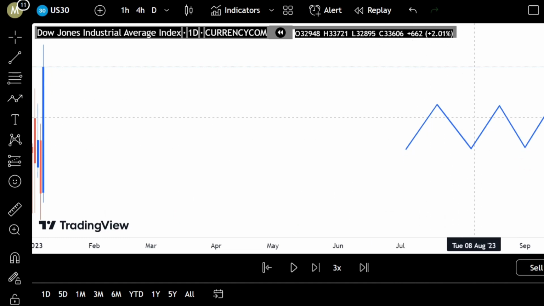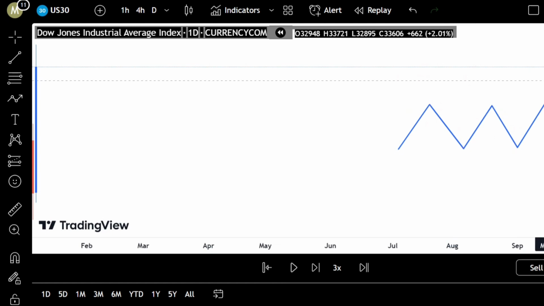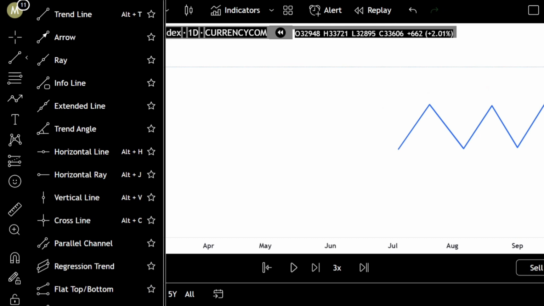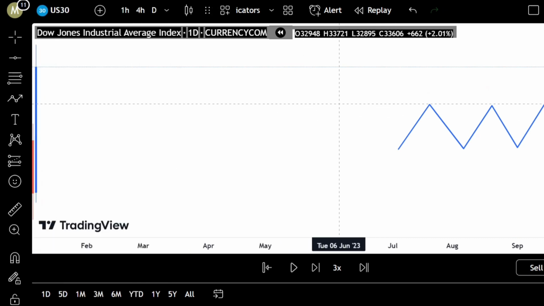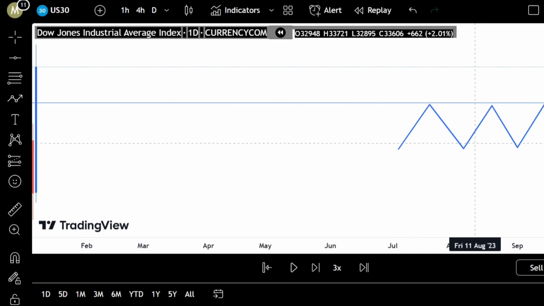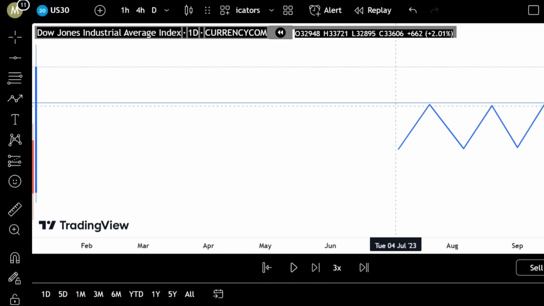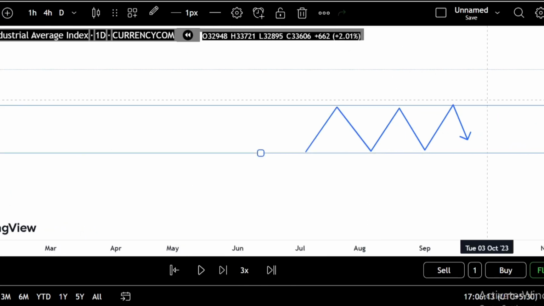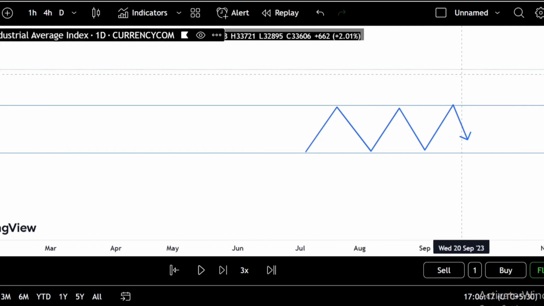The first thing is, whenever you're trading this type of market, you just have to draw out your support and resistance. You come and choose your horizontal line like this. You put it there like that. Then you also put it down here. So here we have two lines, traders, as you can see.